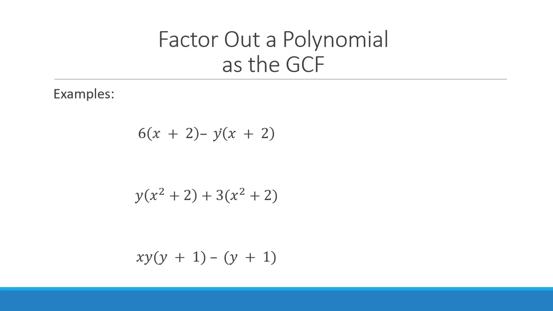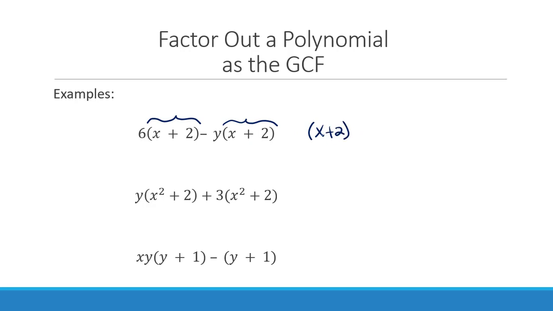Now, let's look at a case where you can factor out a polynomial as the GCF. So this sounds a lot more confusing than what it is. So this is 6 times x plus 2 minus y times x plus 2. Think about what GCF means. GCF means greatest common factor. So what does this term and this term have in common? Well, they don't have any like numbers in common per se, but they do have a term in common. So notice they both have an x plus 2. So let me factor out the x plus 2 as my GCF.